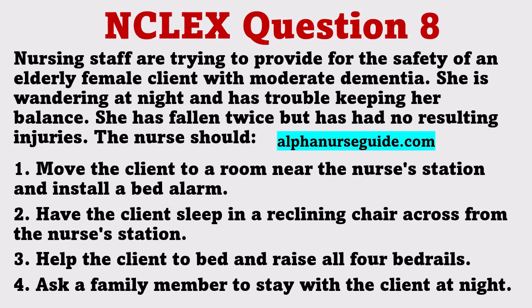Nursing staff are trying to provide for the safety of an elderly female client with moderate dementia. She is wandering at night and has trouble keeping her balance. She has fallen twice but has had no resulting injuries. The nurse should 1. Move the client to a room near the nurse's station and install a bed alarm.